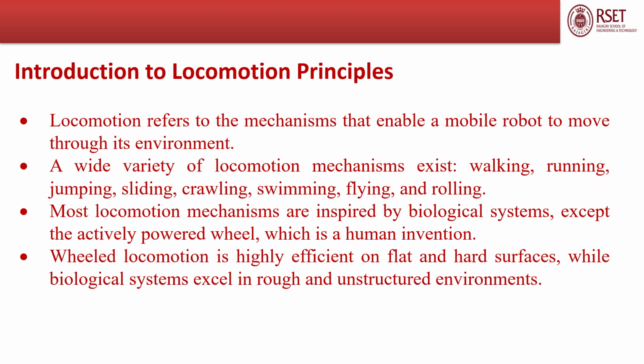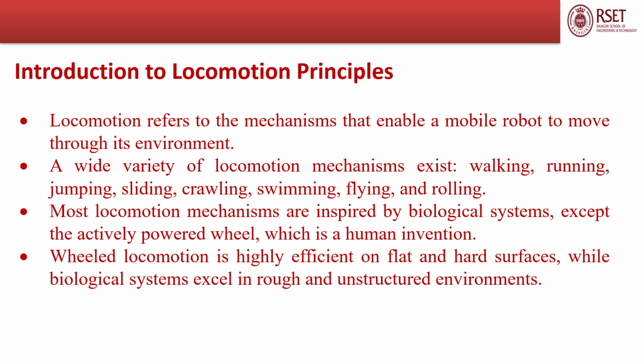Locomotion refers to the mechanisms that enable a mobile robot to move through its environment. A mobile robot can move in many different ways, such as walking, running, jumping, sliding, crawling, swimming, flying, and rolling. Most of these locomotion mechanisms are inspired by biological systems observed in nature. However, there is one important exception, which is the actively powered wheel. The wheel is a human invention and is not commonly found in biological systems.